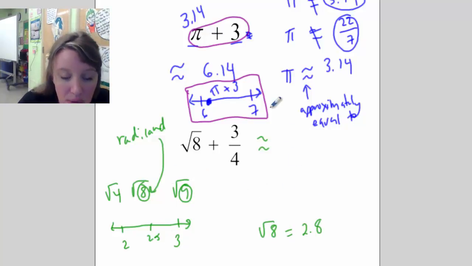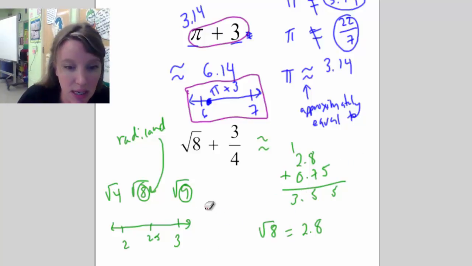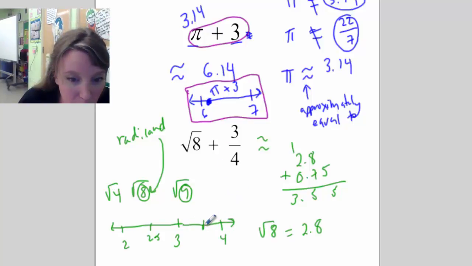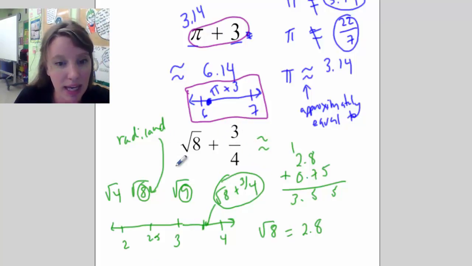Okay, so if I were to take 2.8 and add 3/4 to it, which is 0.75, okay, let's think about what that would be. It would be 3.55. So let's extend our number line here to include that. So let's extend it to have 4 here. And our number is going to be about right here. So again, I'm going to write this as square root of 8 plus 3/4, the original expression that I was given. Now, in reality, I can't add an irrational number to a rational number, but I can estimate its value.